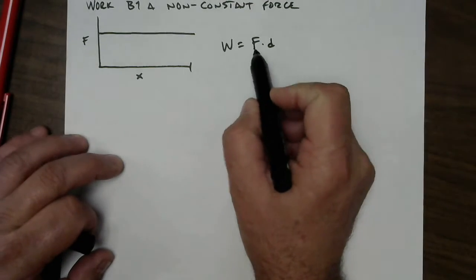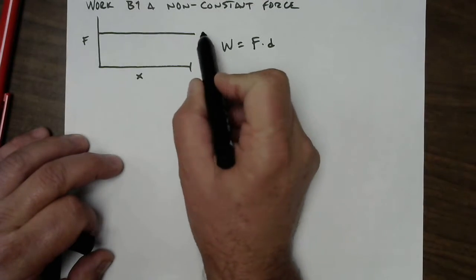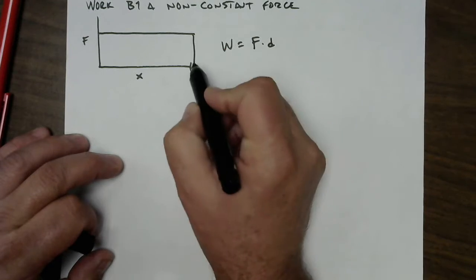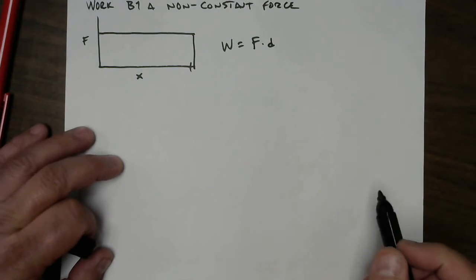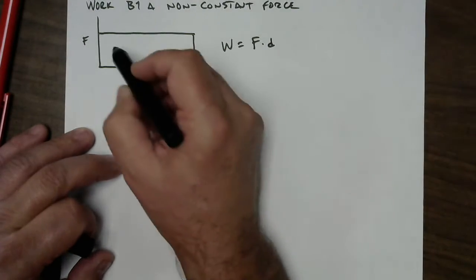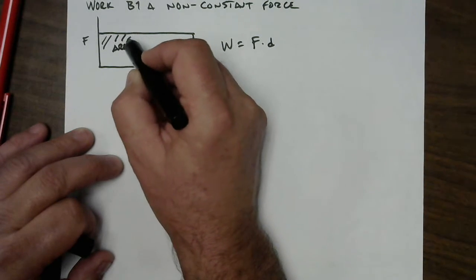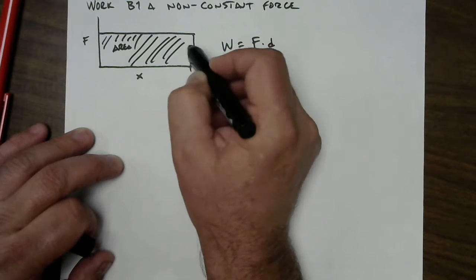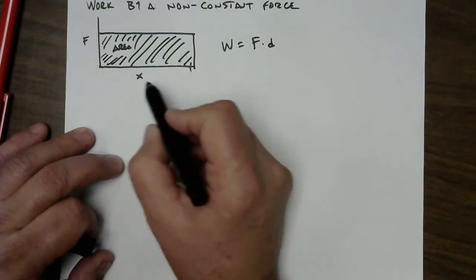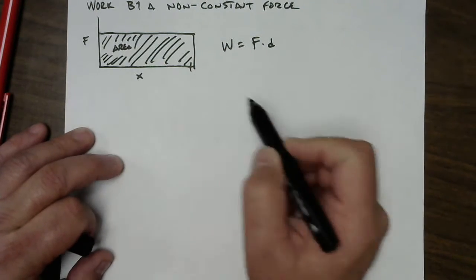This force, by the way, is only the part of the force that's actually causing the motion. So what we were really doing is finding the area under this curve because it was a rectangle. So we take the height times the distance.